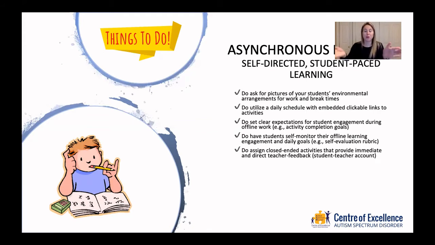We want to try as much as possible to assign activities that are close-ended, so activities that have a clear beginning and a clear end. We also want to provide checklists when we can't avoid assigning an open-ended activity, and an example of this might be a group project. So the asynchronous activity is continued work on the group project.